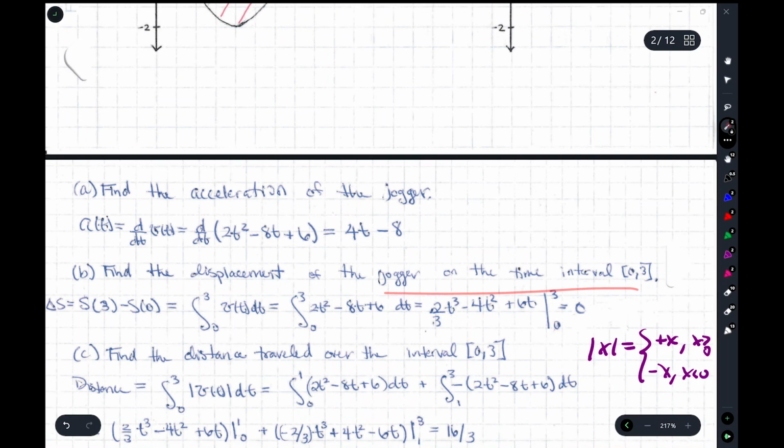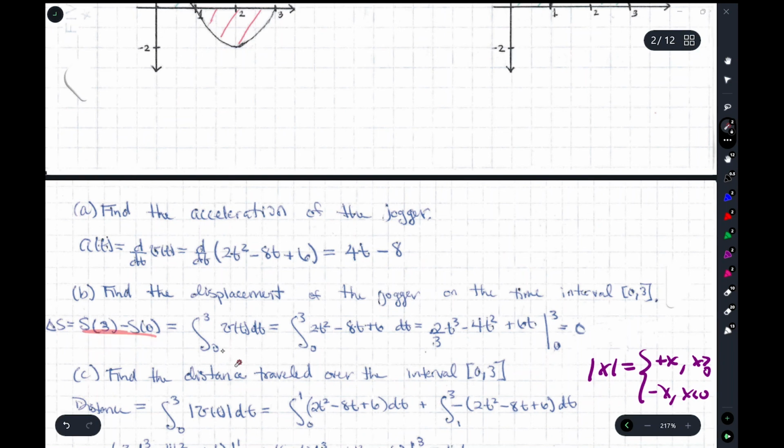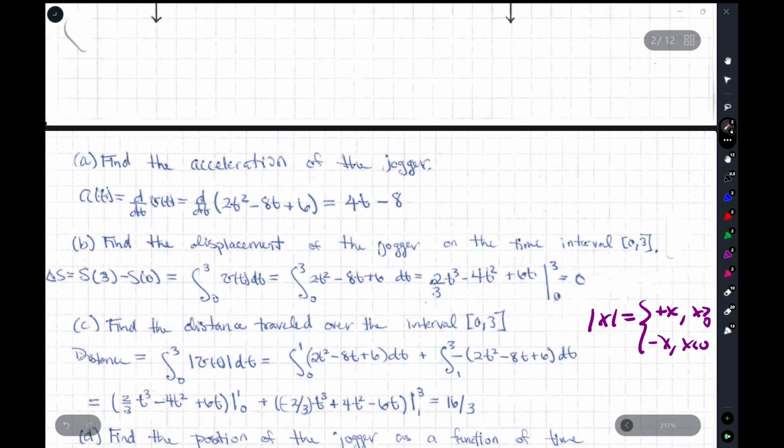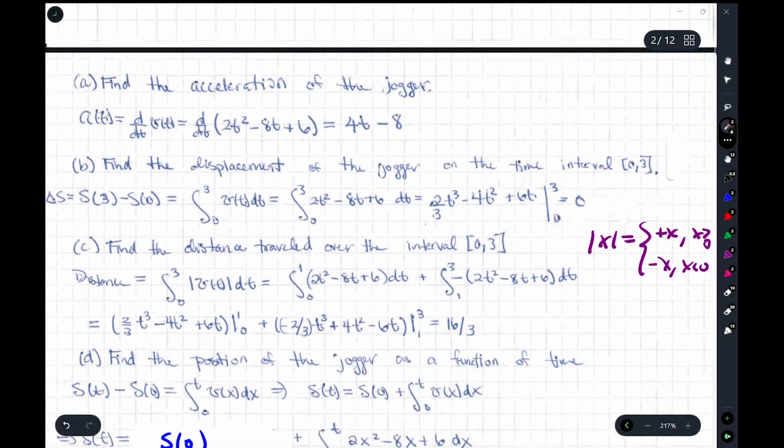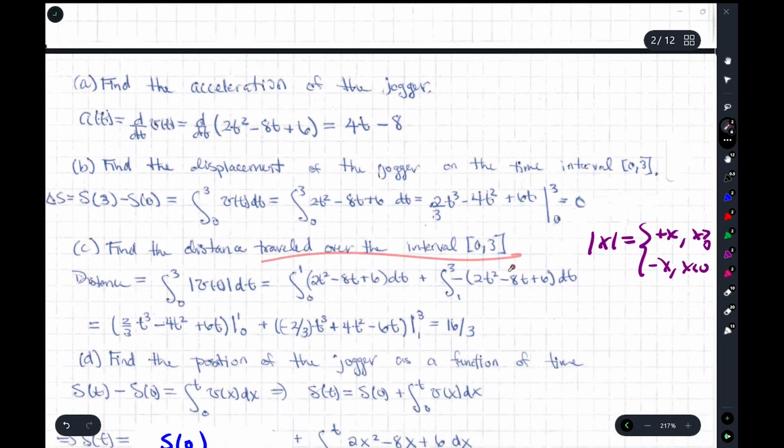Find the displacement of the jogger on the time interval 0 to 3. So just straightforward application of the formula above. You integrate from 0 to 3. Here, doing this integral, you'll get 0. So the displacement is 0. This jogger began and ended at the same place. And so that's what we're seeing here. So it started at t equals 0 at a certain position and ended at t equals 3 at the same position. Find the distance traveled.